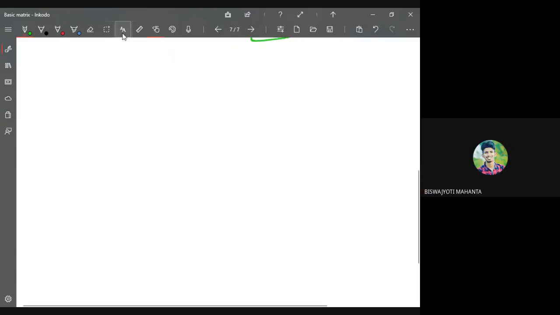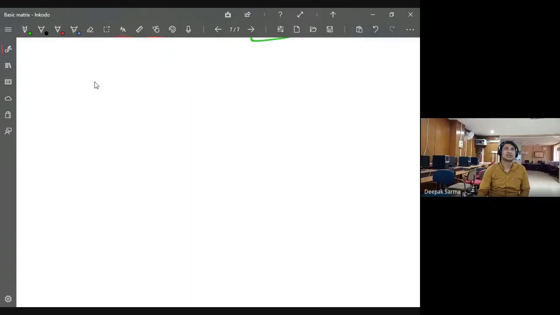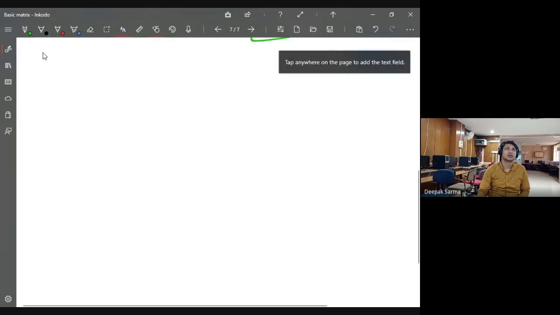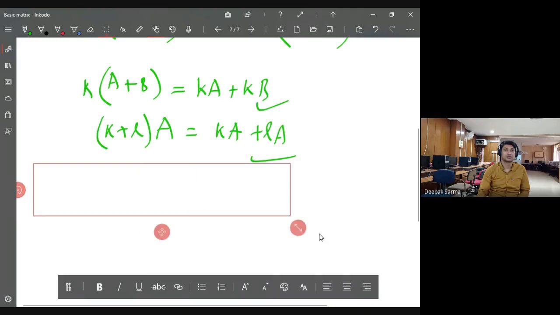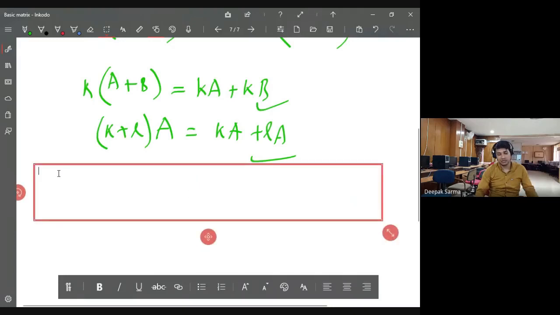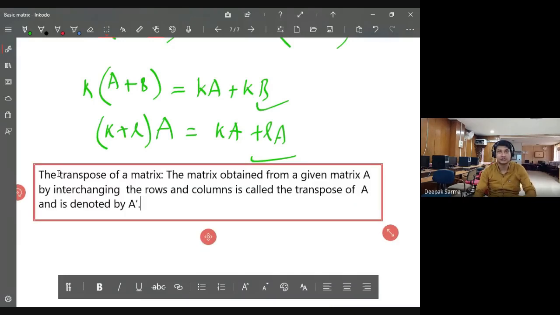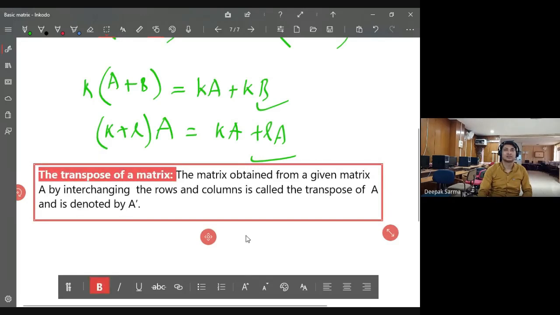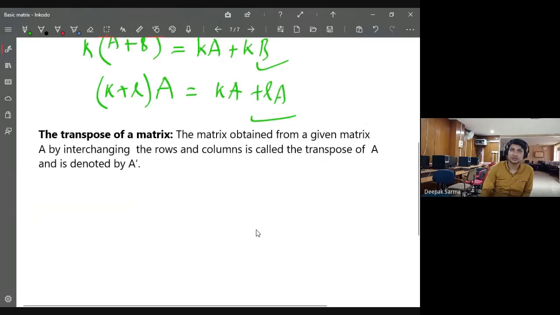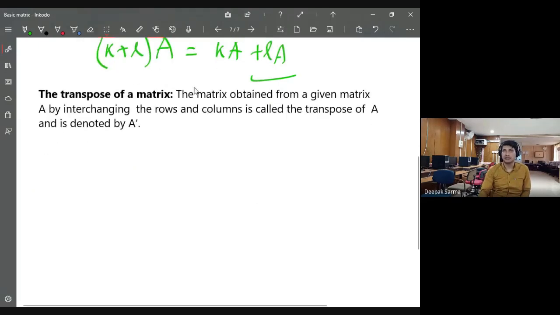Yes, sir. Next, let us define transpose. You know the literal meaning of transpose. You can read it. What is transpose? Can you read it? The matrix obtained from a given matrix by interchanging the rows and columns is known as the transpose.